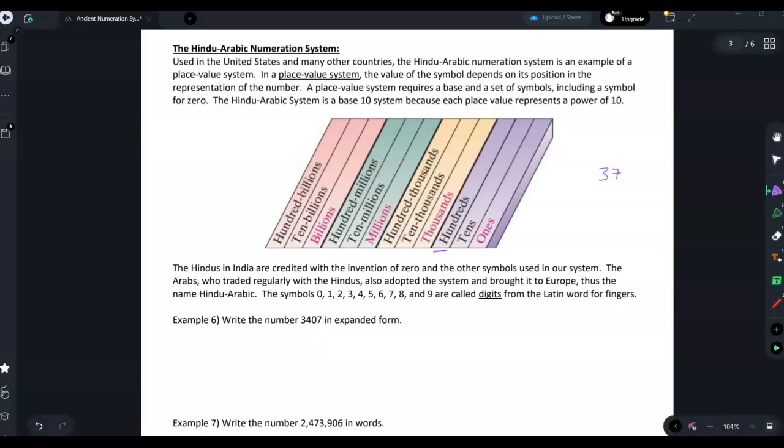We keep going up by powers of 10. If we took the number 1 in the ones place and multiplied by 10, we'd get 10. If we take 10 and multiply by 10, we get 100. If we take 100 and multiply by 10, we get 1,000. If we take 1,000 and multiply by 10, we get 10,000, and so on. That's why we call this a base 10 system.